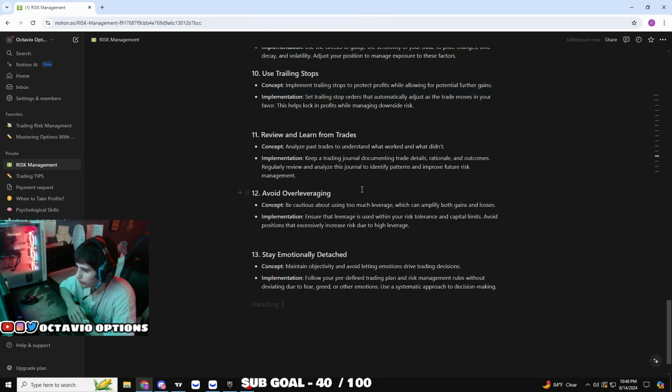Maintain objectivity and avoid letting emotions drive trading decisions. Exactly. You do not want to get bugged out and then the market just goes right back up. Follow your predetermined trading plan and risk management rules without moving or changing them while you're trading. You know what I mean? Stick to that plan.